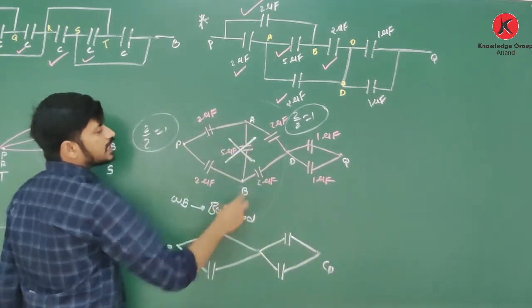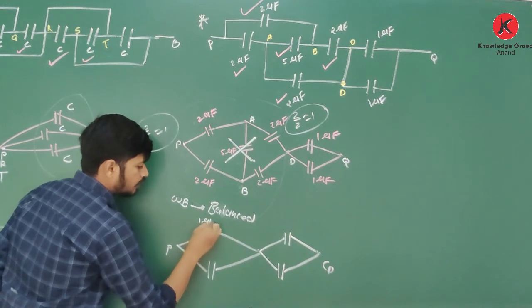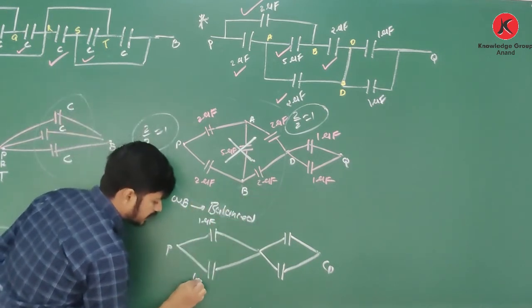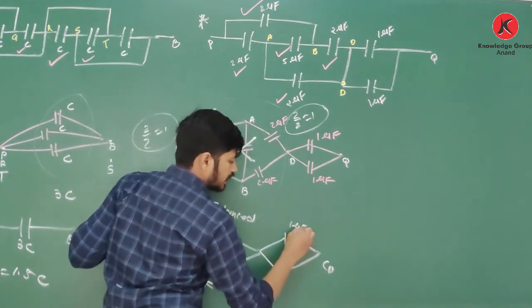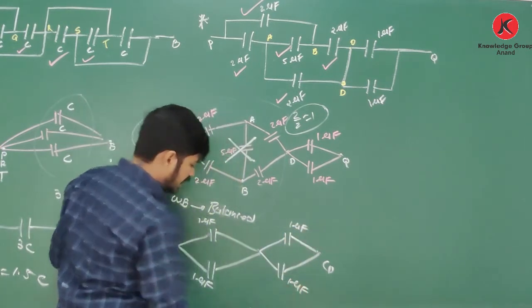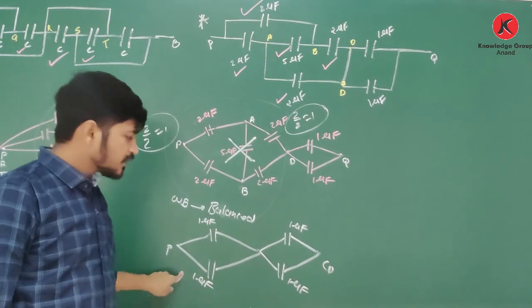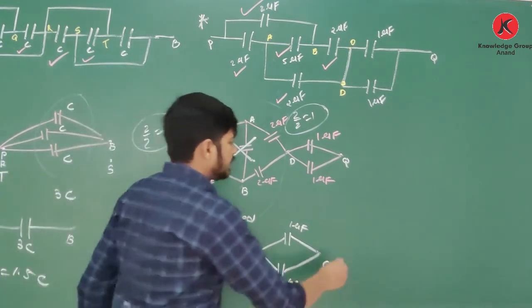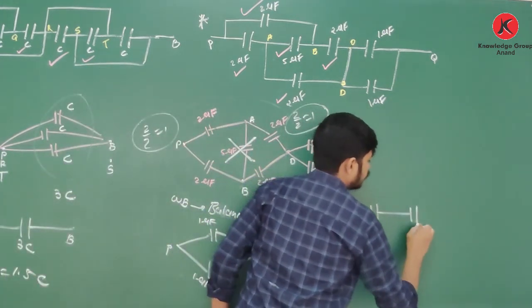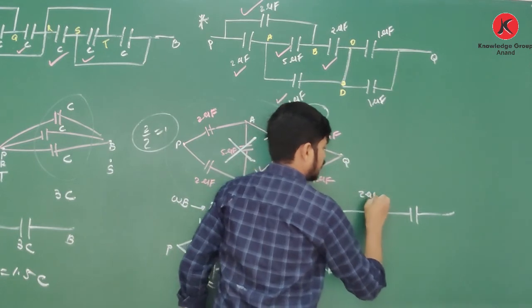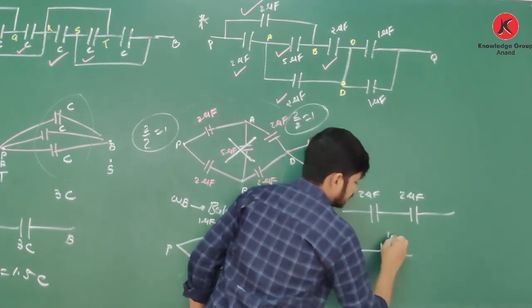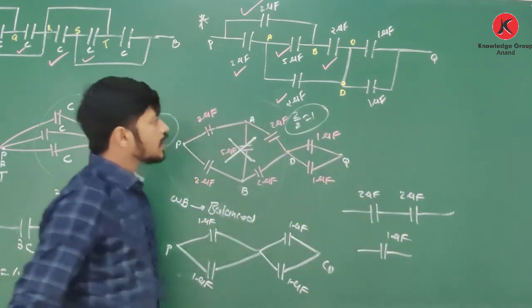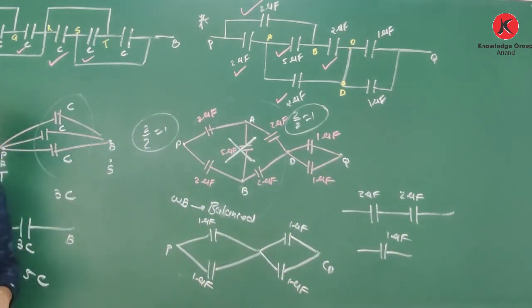This 2 and 2 they are in series and their equivalent will be, yes, 1 microfarad. Here it is 1 microfarad. Here it is 1 microfarad. So 1 and 1 it will be 2. Again 2 and 2 in series, 2 microfarad and 2 microfarad in series. So your resultant answer is 1 microfarad.